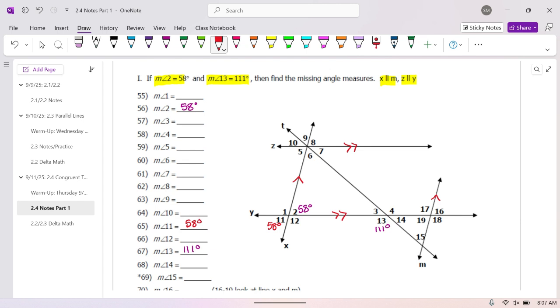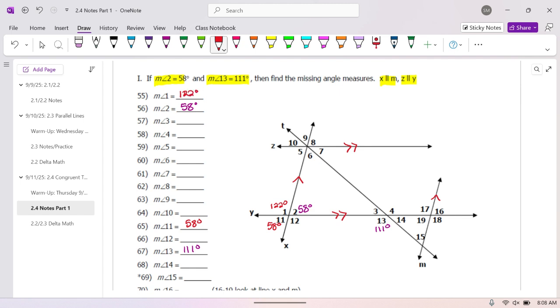All right, someone else. Eli. Angle 1 is 122, you said? Good. And how do you know that? It's supplementary to angle 2. And what relationship is it specifically? LP. Linear pair. All right. So angle 1 is 122.